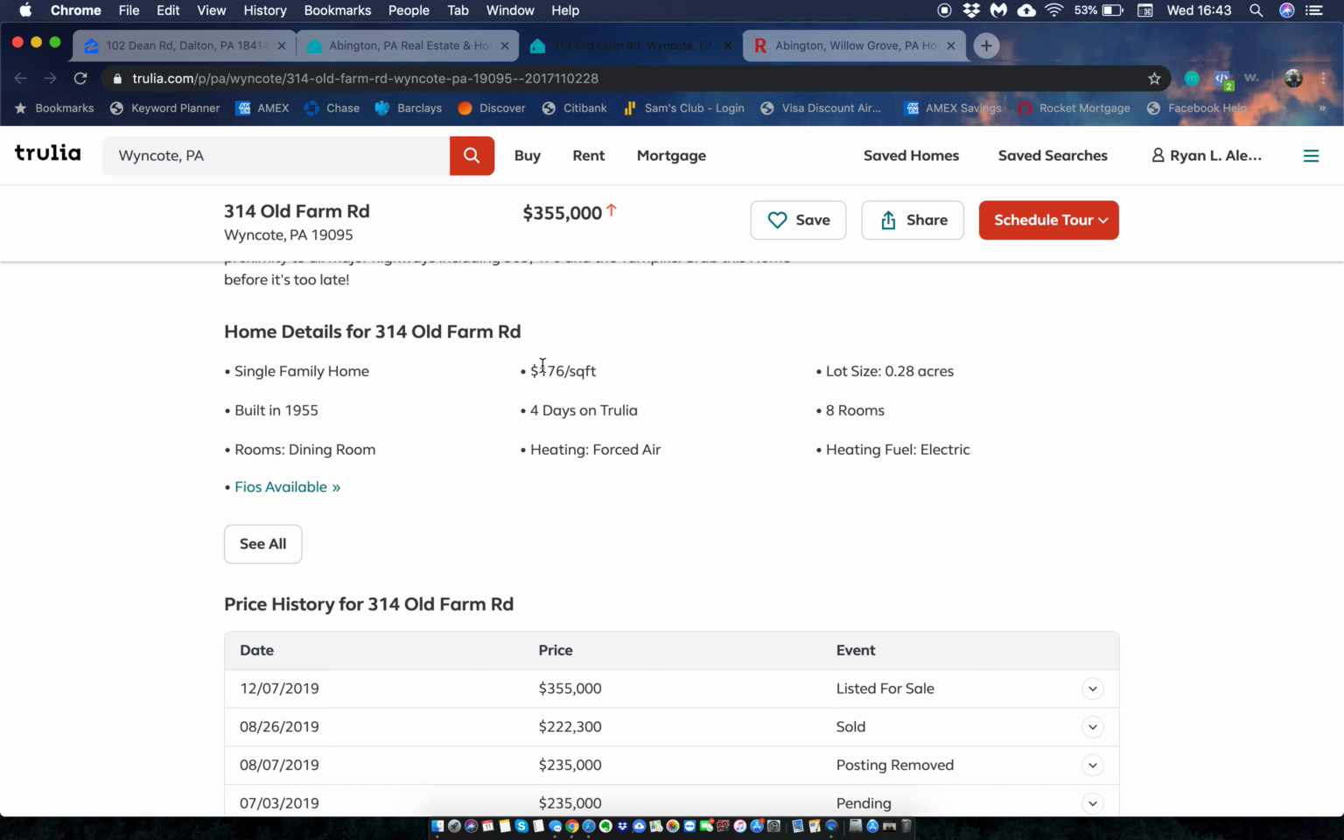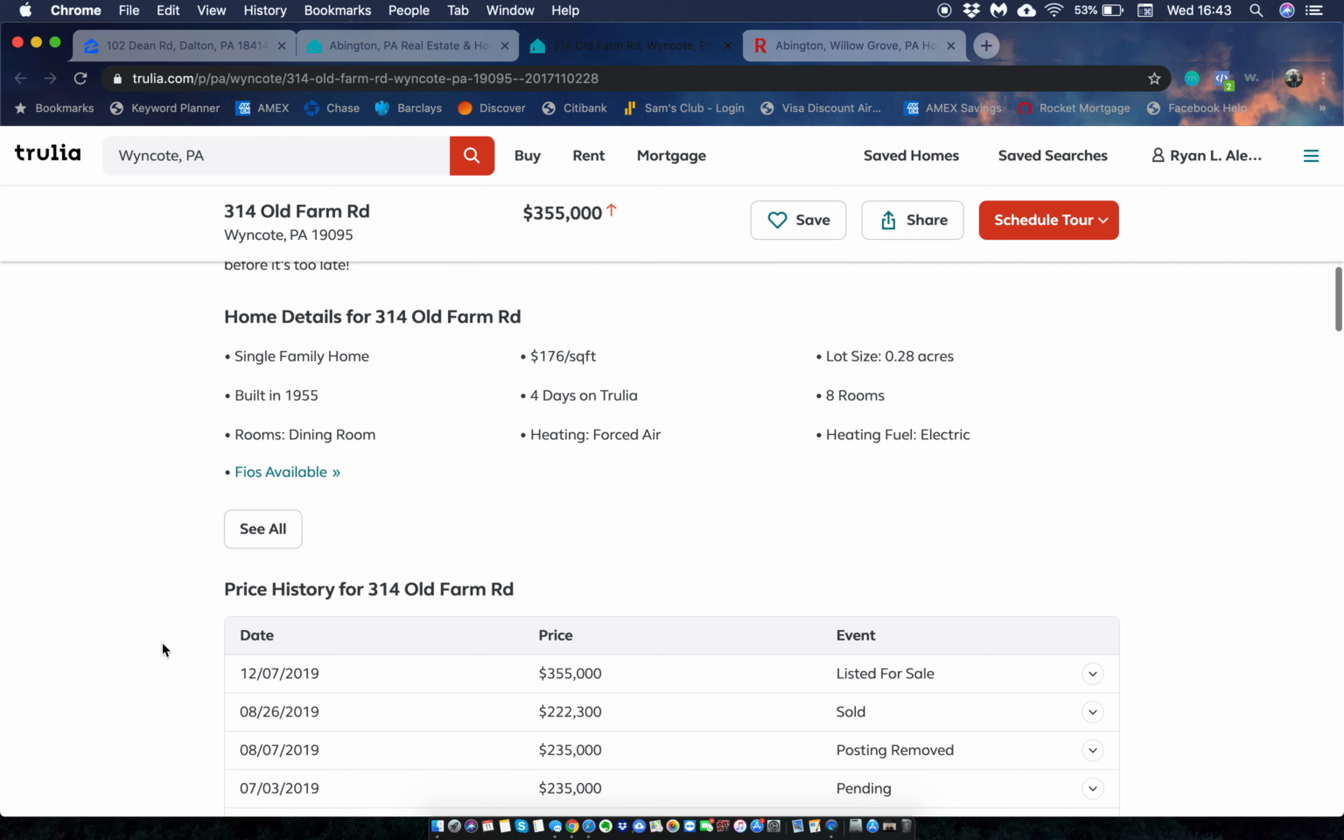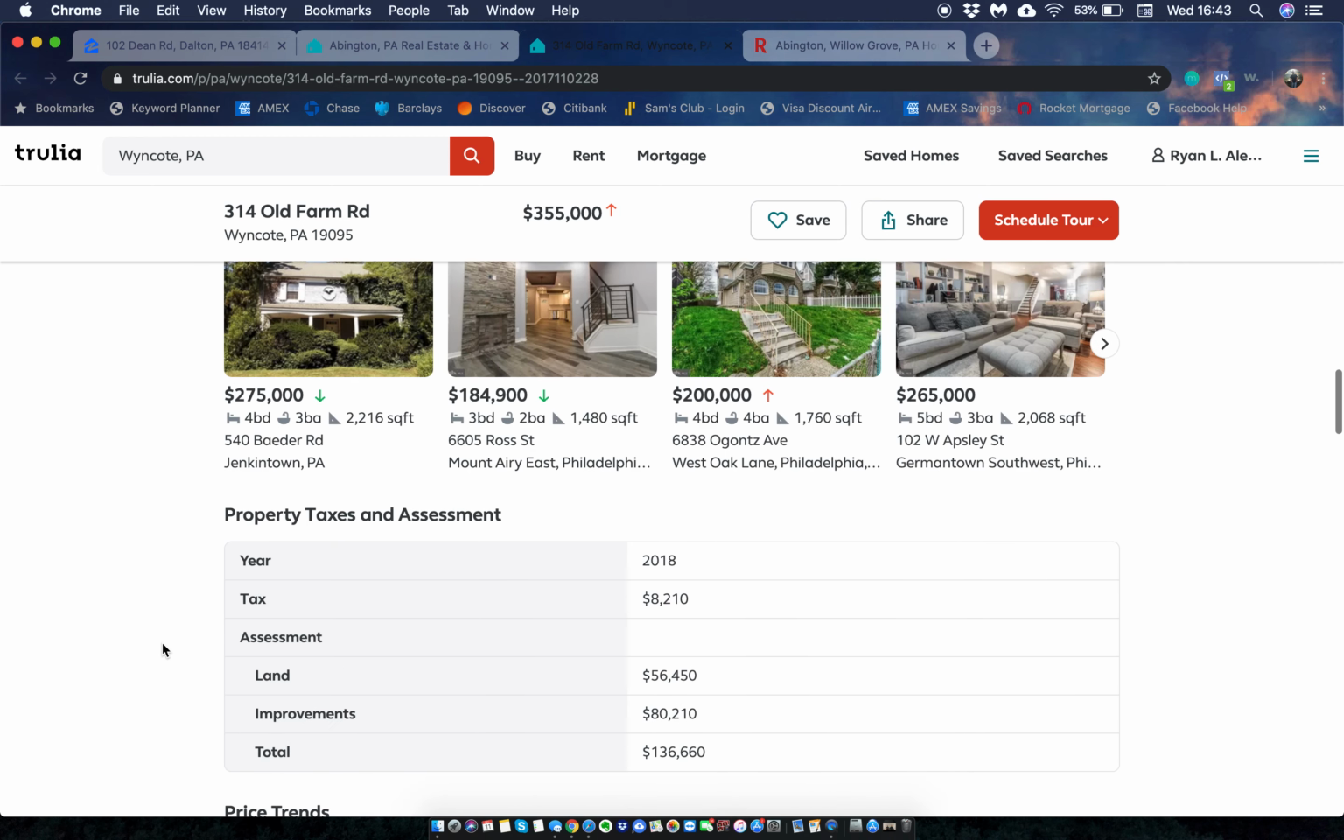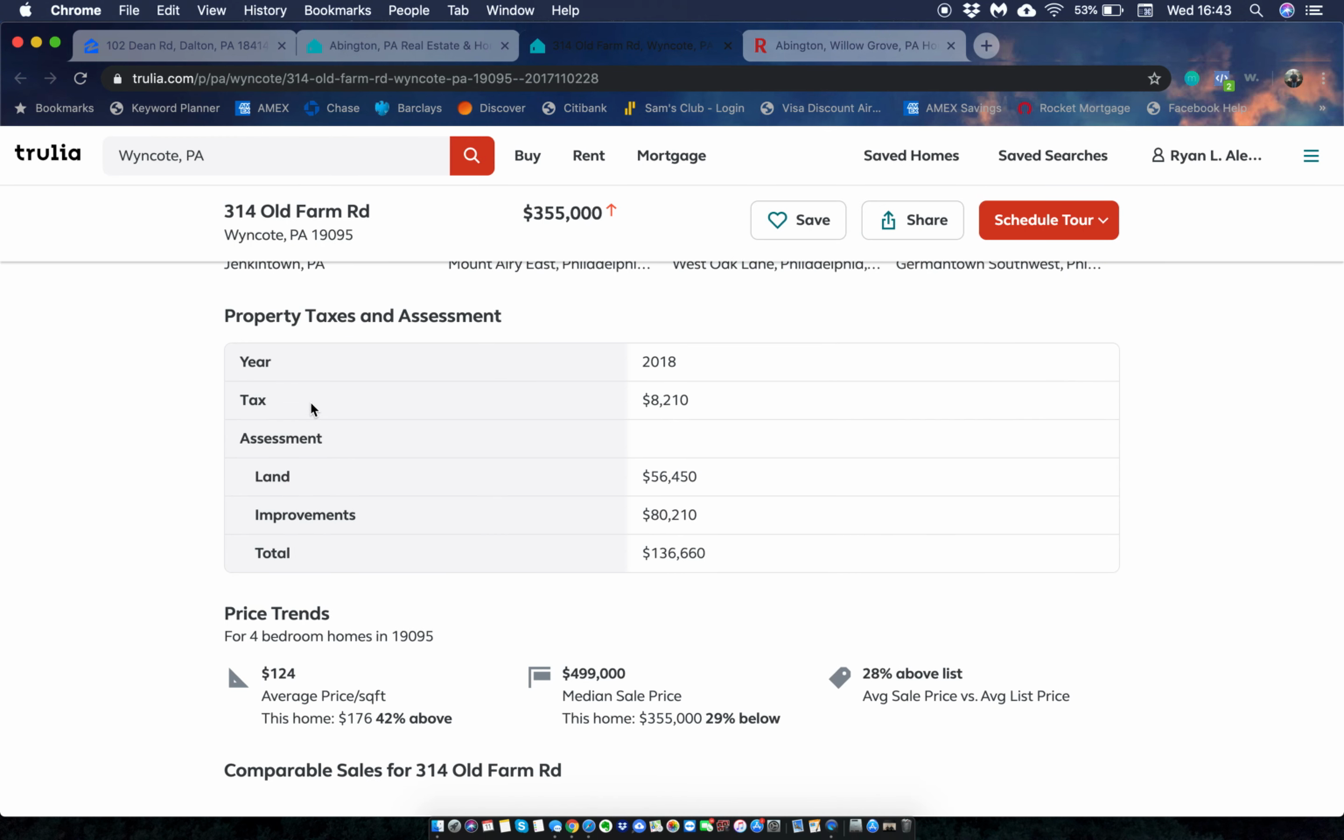It tells you it's only been on the market for 4 days. This is a new listing, so if you want this property, if you like it, you're going to have to act quickly. Now look at this, guys, the difference in taxes. The last property only had $3,000 in taxes. This is over $8,000. That's $5,000 more than the other property in taxes.